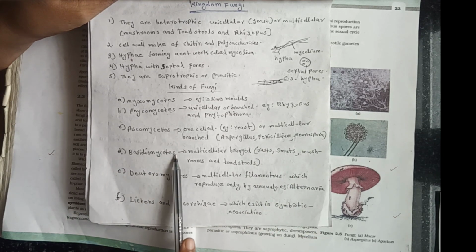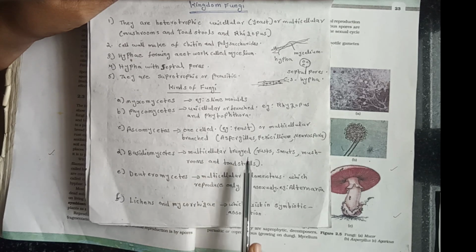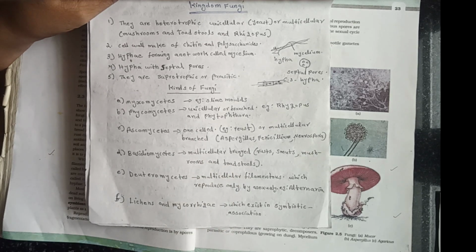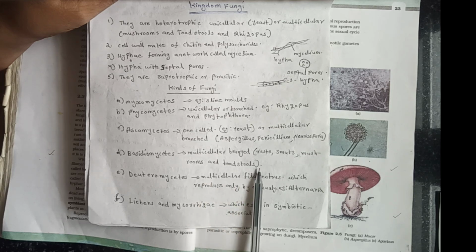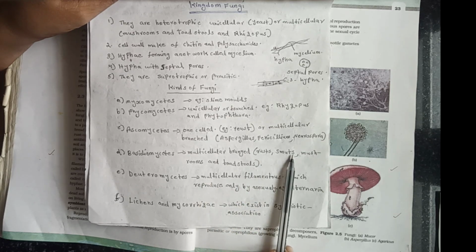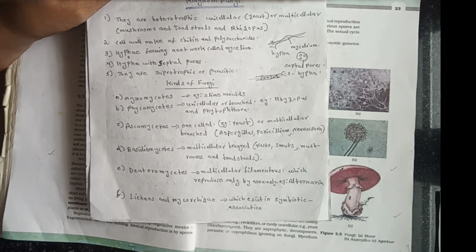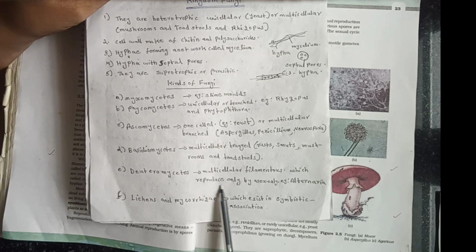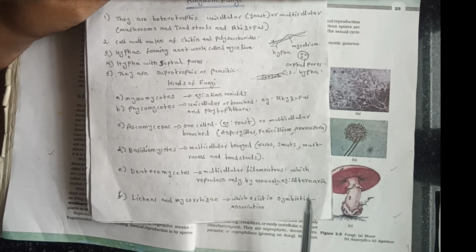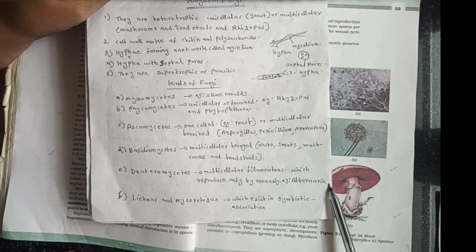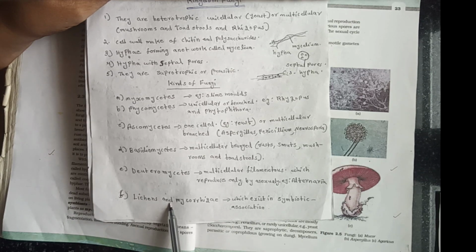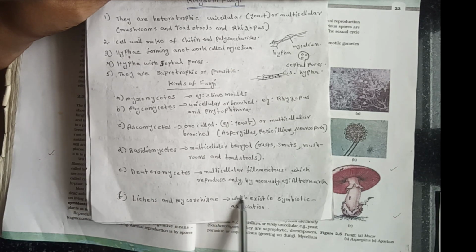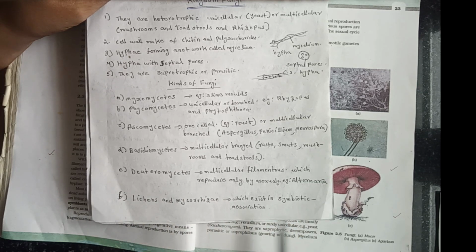Next group, Basidiomycetes, multicellular branched: mushrooms, toadstools. Then rusts and smuts are included in Basidiomycetes. Next, Deuteromycetes. They are multicellular filamentous and reproduce only asexually. Example, Alternaria. Next, lichens and mycorrhiza. These are special groups which exist in symbiotic association.